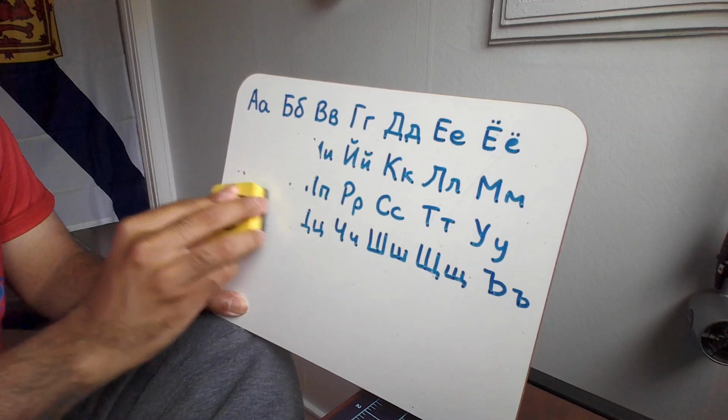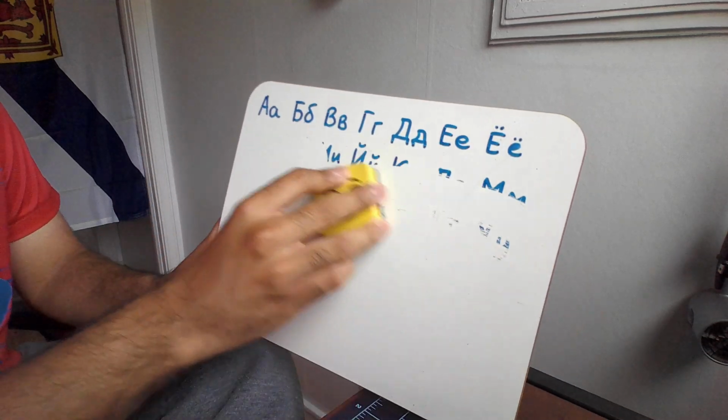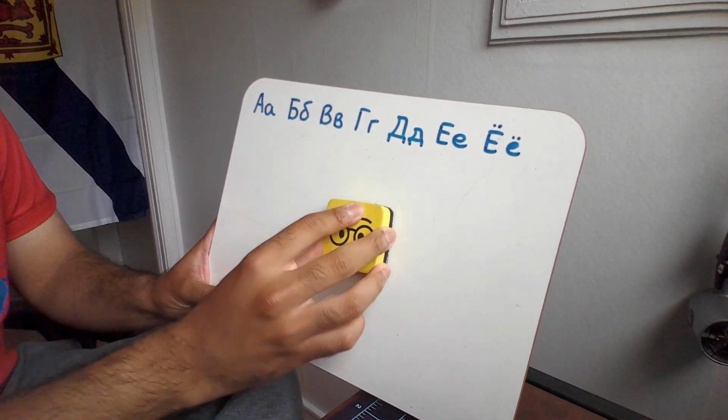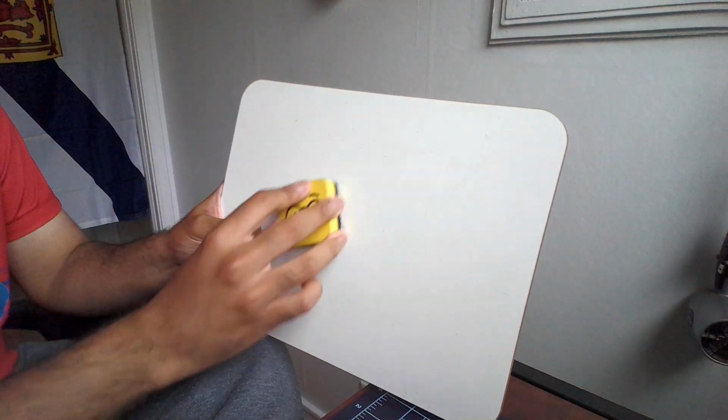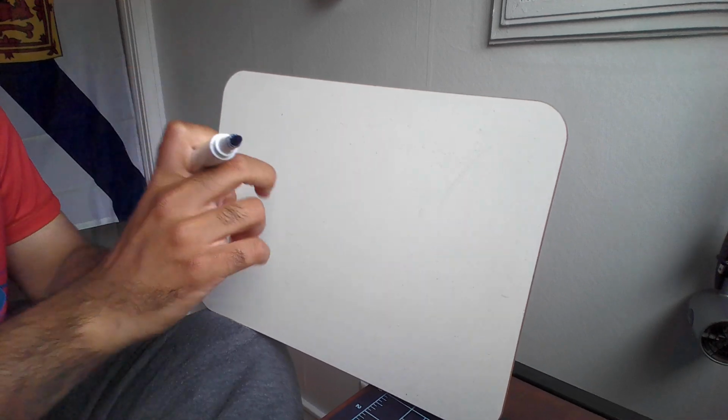And I'll write out the letter in printing first, somewhere in the corner, and then we'll write out how it looks in cursive. And we'll go from there. So, our first letter is A, first letter of the Russian alphabet, as it is in many alphabets.